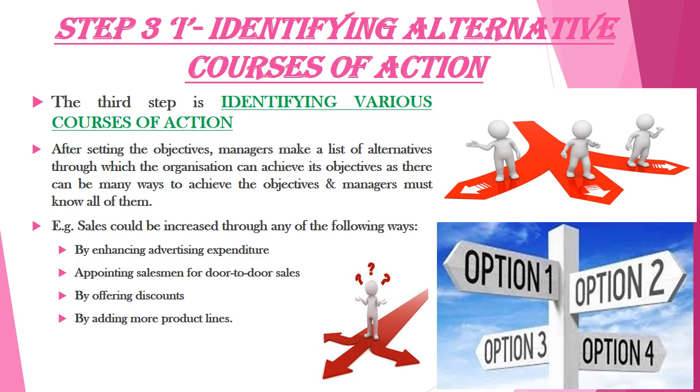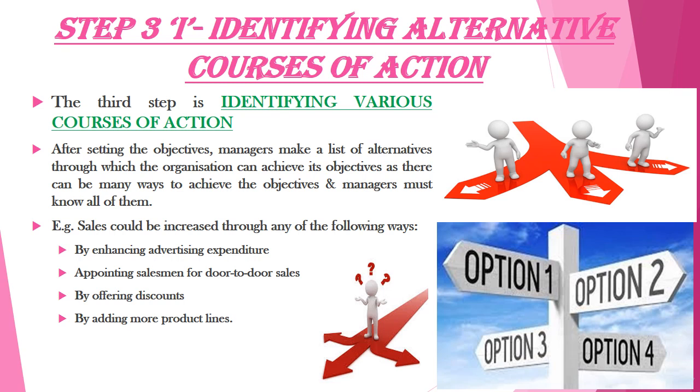But if we have alternatives, if we have various ways of doing a particular thing, then we have to apply our mind, decision making is involved, and then we have to identify the various courses of action through which we can achieve our objectives. So here a manager makes a list of alternatives through which the organization can achieve its objective, as there can be many ways to achieve the objectives and managers must know all of them. So generally there are many alternatives to achieve those objectives.